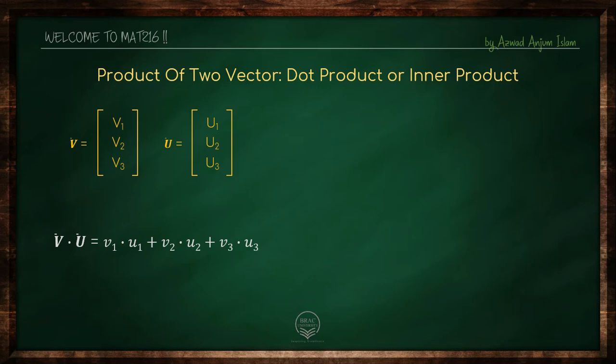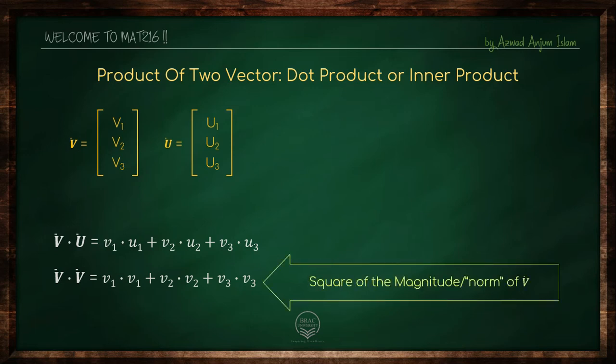If v1, v2, v3 and u1, u2, u3 are real numbers, then this multiplication and summation is going to give us a real number as output. Now, as we saw earlier, if we do the dot product of a vector with itself, we just end up with the squared summation of its components, which is exactly the square of the magnitude, or as we might call it, the norm of the vector.